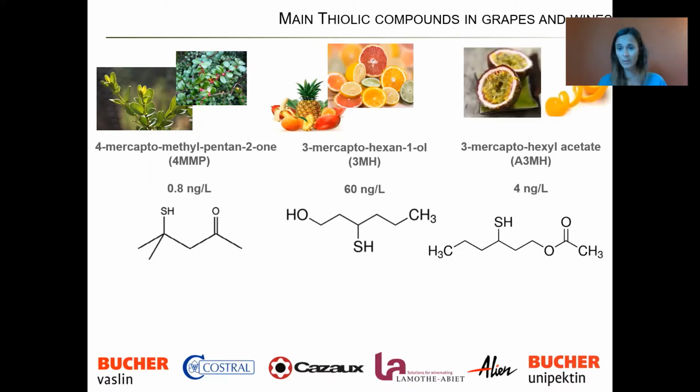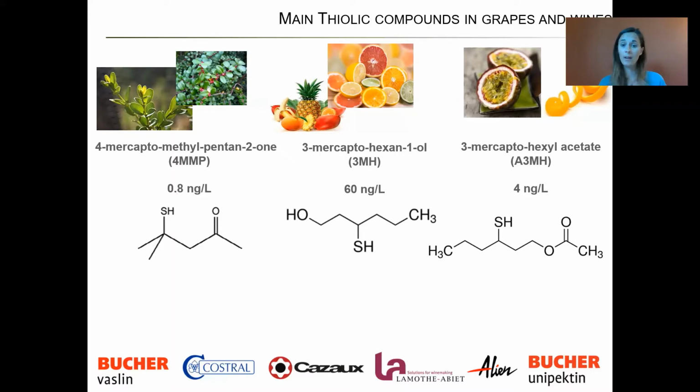The last compound we will talk about is actually derived from the 3-MH. It's the acetate 3-MH, or the 3-mercaptohexyl acetate. This compound smells like passion fruit, orange zest, so very fresh, very tropical as well, and it has a much lower threshold than the 3-MH, meaning that we don't need as much molecule to smell it. So when the 3-MH is transformed into acetate 3-MH, we are actually increasing the aromatic expression of the wine. So these are the 3 thiolic compounds we can find in wine.